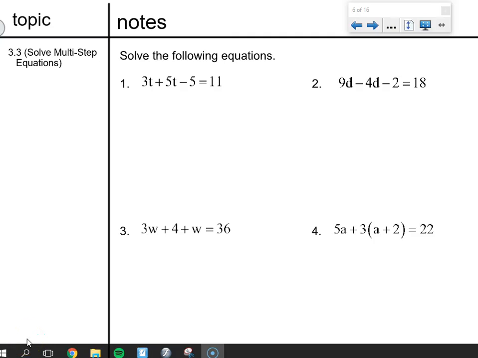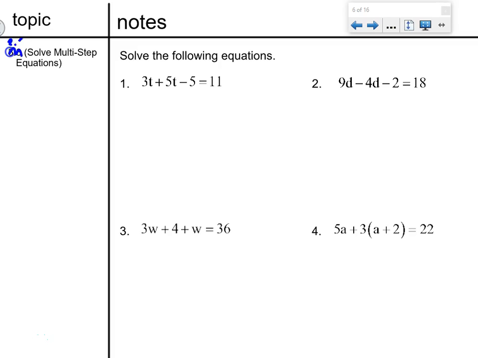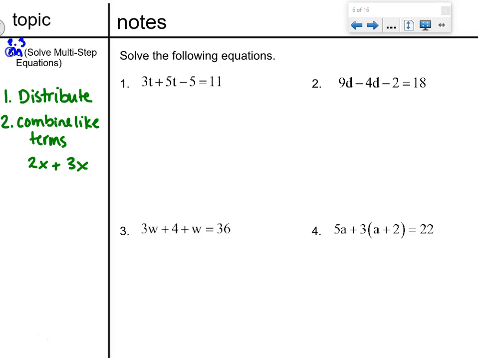This is summer school video for Unit 2, Section 2.3, Solving Multi-Step Equations. So our steps for solving multi-step equations: the first step is to distribute. Second step is to combine like terms. Remember, we talked about in the last video that like terms means they have the same variable. So like 2x plus 3x, we can do that, same variable.